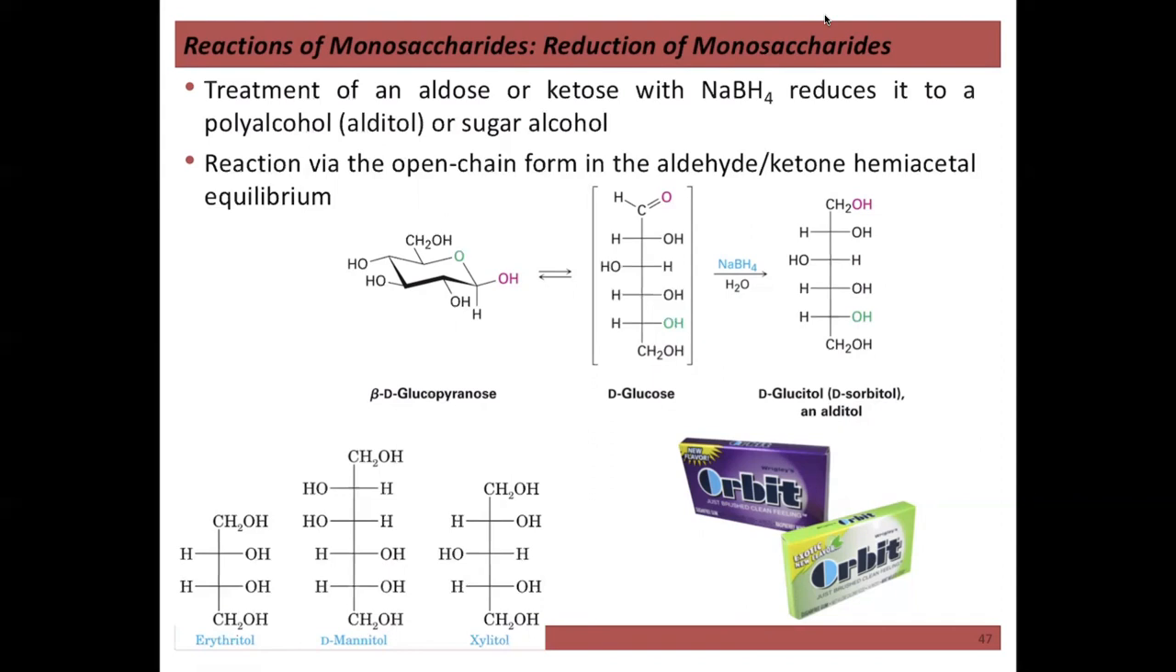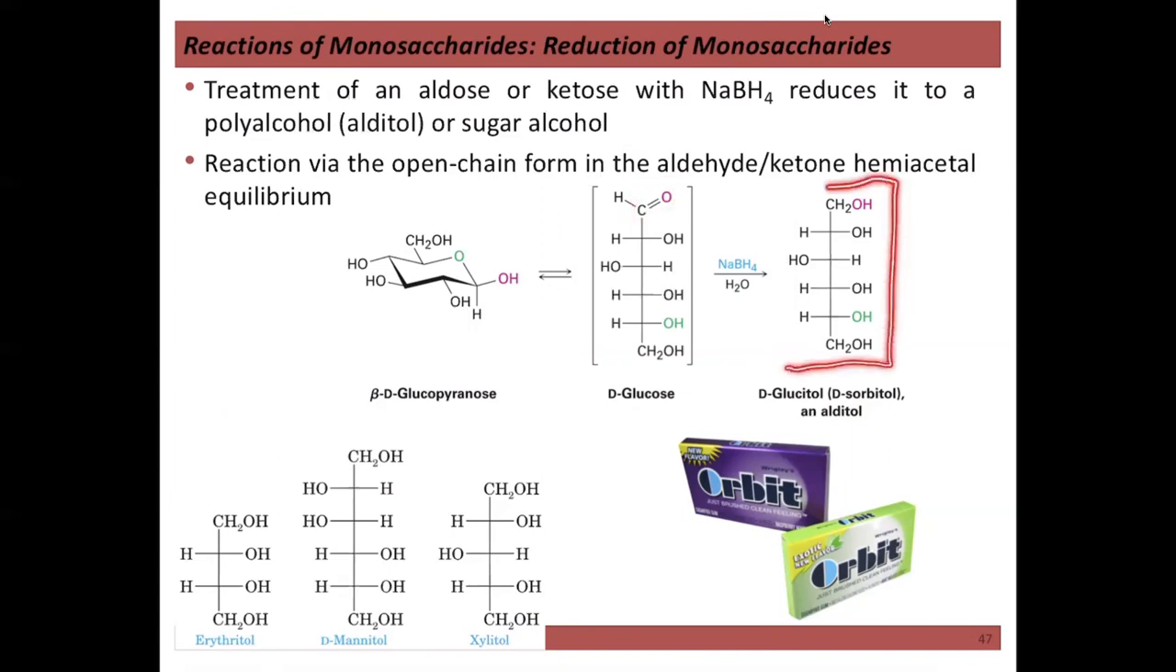In fact, if you have a pack of sugar-free gum sitting around, and I've got some in my drawer, so I'll pull it out, and if I read the first ingredients, it is sorbitol. If I read later on, I will also see mannitol and some other artificial sweeteners in there. They taste sweet to us, but since we don't have this carbonyl on there, our body can't metabolize them.